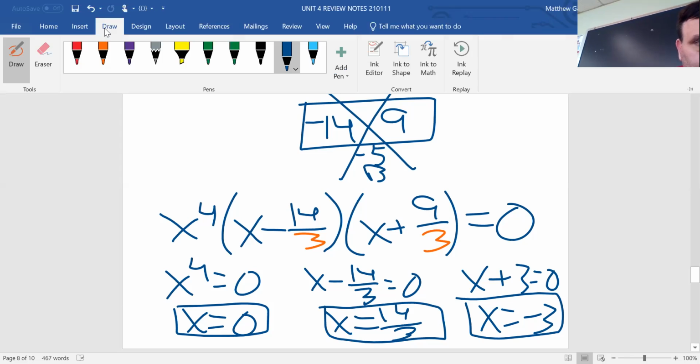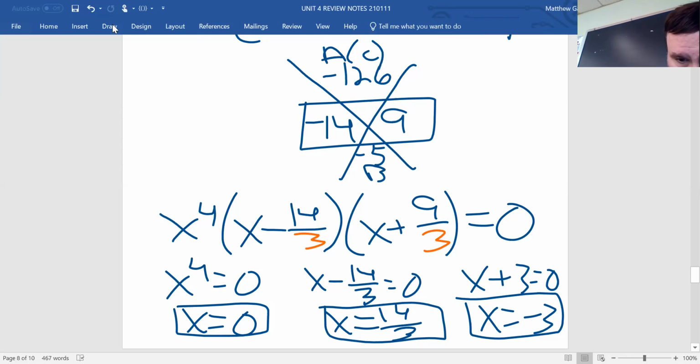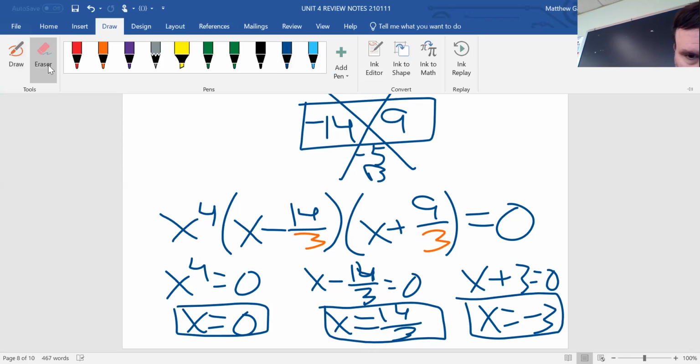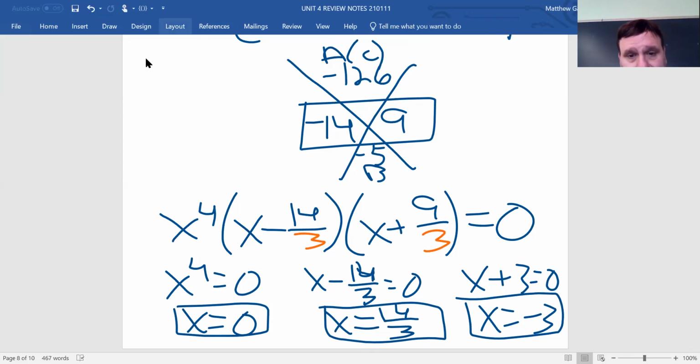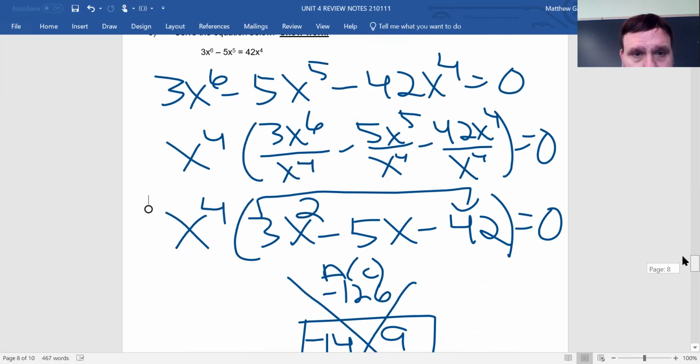If x minus 14 over 3 equals 0, then x is equal to 14 over 3. Let's clean that up. That's over 3. And the other solution is x is equal to negative 3. Okay.